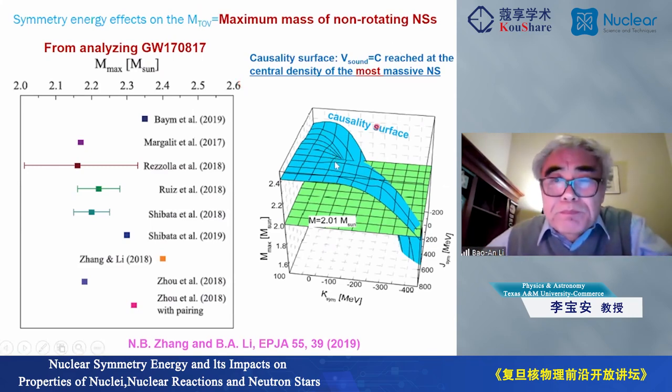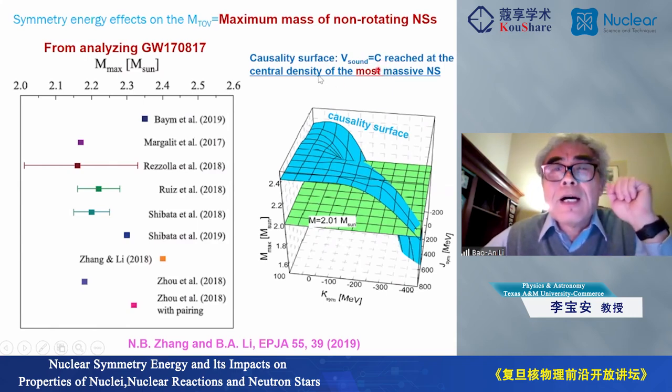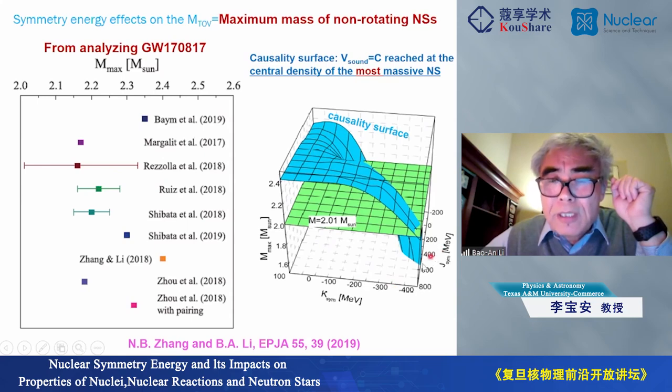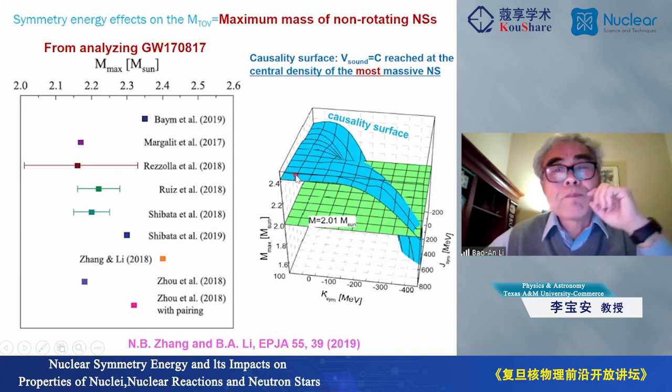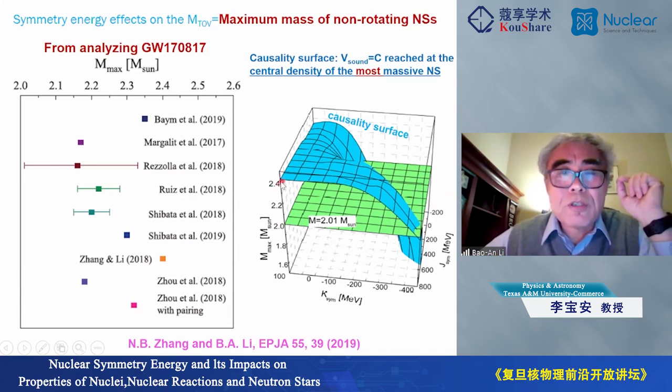Okay, I mentioned briefly the causality surface, which is the surface where the speed of sound becomes the speed of light, i.e. the central density of the most massive neutron stars. This surface depends on the symmetry energy. When the symmetry energy becomes very soft, the maximum mass you can support will decrease, right? Within the uncertainty range of the model parameters, we found that the absolute maximum mass of a neutron star, without considering exotic components, is about 2.4 solar mass. So this is the number we found, about 2.4 solar mass.